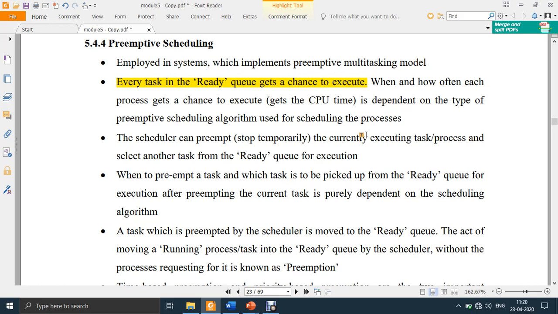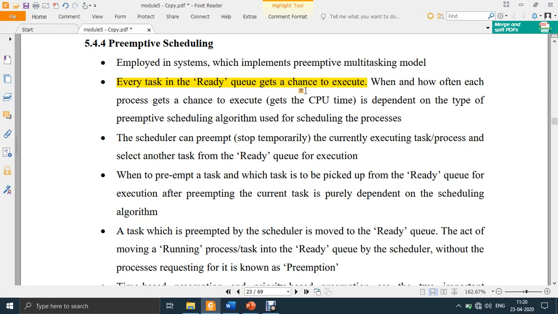So how much time will be given for the consultation depends on the algorithm and the scheduler. In the same way, in preemptive scheduling, how much time each process gets to use the CPU depends on the algorithm. But once you give the CPU, you have all the permission to take away the CPU at any given point of time. That is the concept of preemptive scheduling.